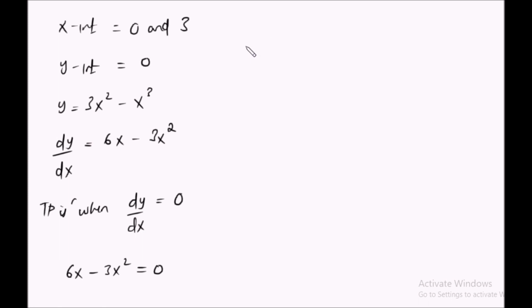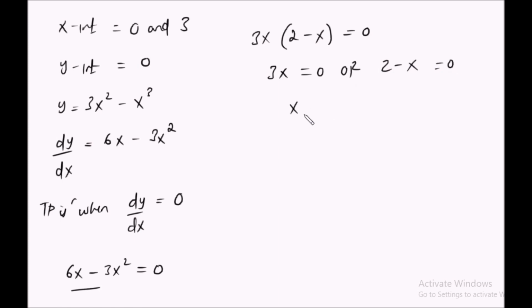So from hii naweza nikatoa nje 3x from hii. Nitabaki na 2 minus x sasa na 0. So you can see napata 3x sasa na 0 or 2 minus x sasa na 0. Kwa hapa nitapata x sasa na 0 nikigawanya kwa 3 both sides. Lakini hapa nitapata x sasa na 2. Kwa hiyo turning points, okay, turning points are at x is equal to 0 and 2.